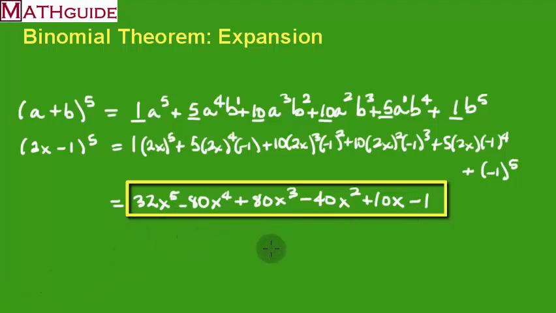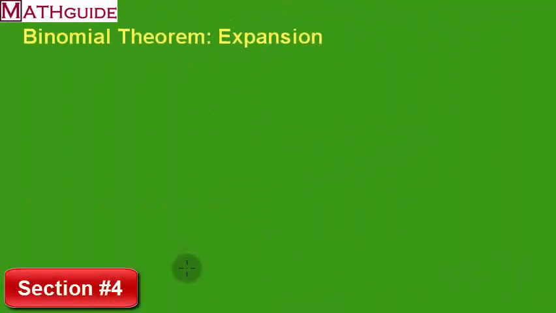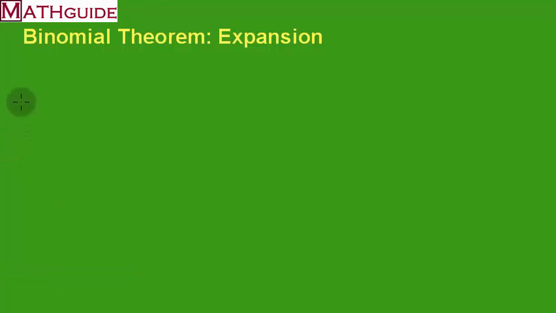Alright, let's try this again with another example. This is section 4. We're going to take a look at another problem and do it to completion here. So we're about to do a problem that's going to be to the 6th power. So I'm going to take this generic binomial and I'm going to raise it to the 6th power.